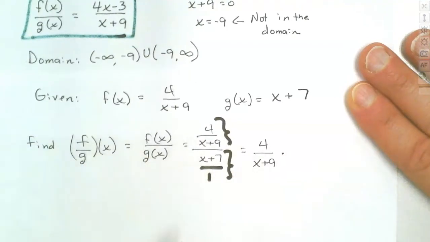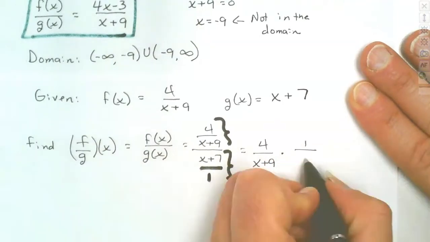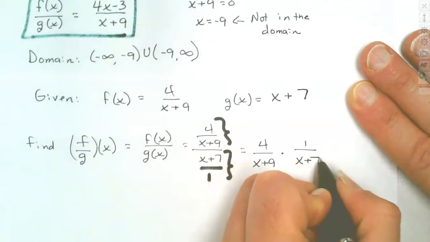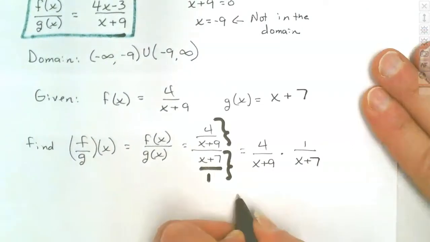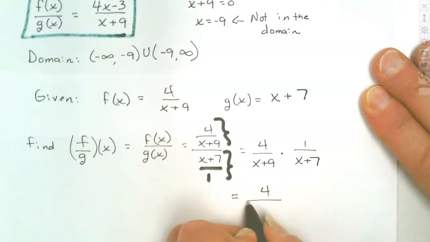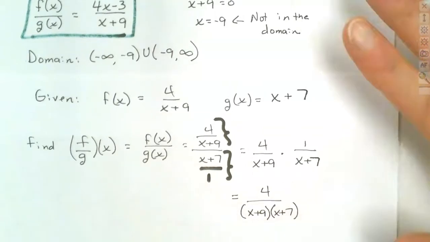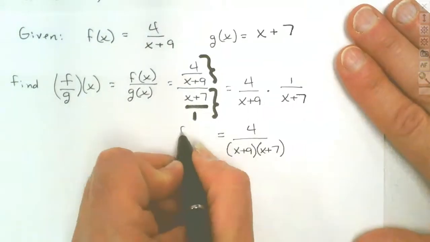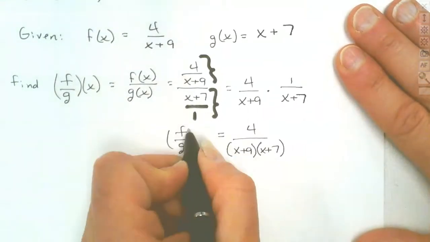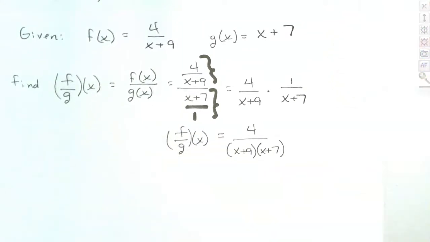So top fraction stays the same, bottom fraction gets flipped over, and that's going to be then 1 over x plus 7. And when we put them together, what do we get? We get 4 over x plus 9, x plus 7. We had to invert and multiply there. And that is f over g of x.